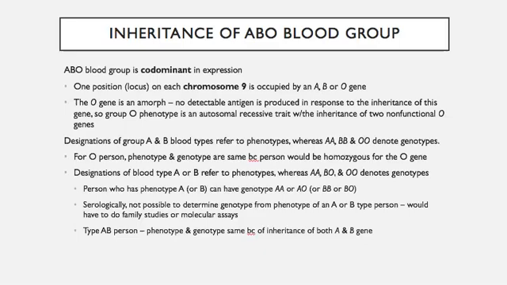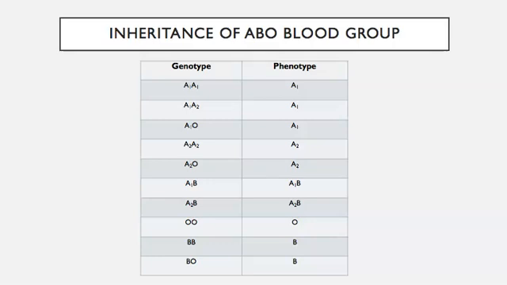A person who has a phenotype A can have a genotype of AA or AO. A type B person would have a genotype of either BB or BO. Serologically, it is not possible to determine the genotype from the phenotype of an A or B person, so you would have to do family studies or molecular assays. A type AB person, again, has the same phenotype and genotype because they've inherited both the A and the B genes. And here are some different variations.